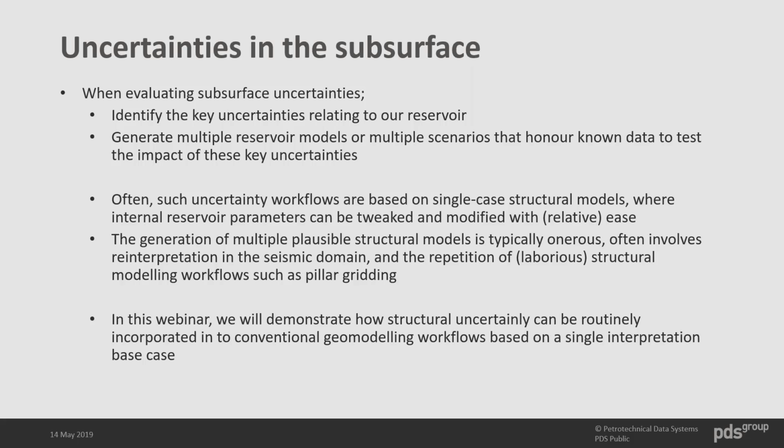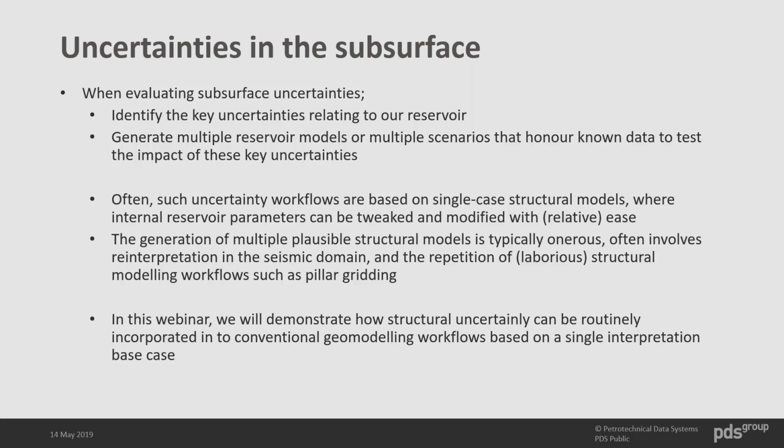So let's start by looking at how we typically handle subsurface uncertainty within our geomodeling workflows. What we tend to do is identify what we believe to be the key uncertainties relating to our reservoir and begin to build up multiple reservoir models or individual scenarios that capture what we believe to be that reasonable range. We tend to isolate an individual parameter, such as net to gross or porosity, and we build in a range of possibilities of that variable, perhaps defining a distribution and identifying things like P10, P50, P90, and building our uncertainty around that range.